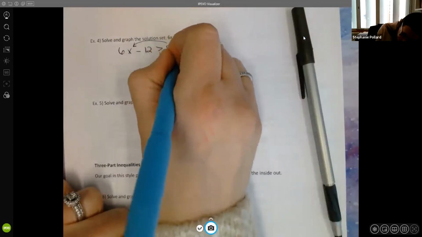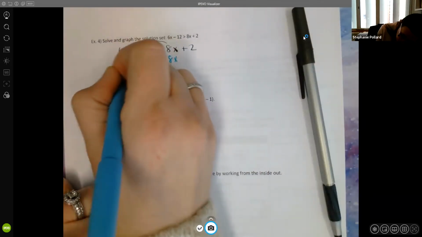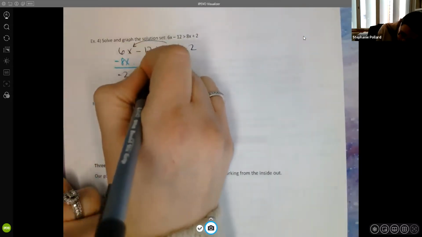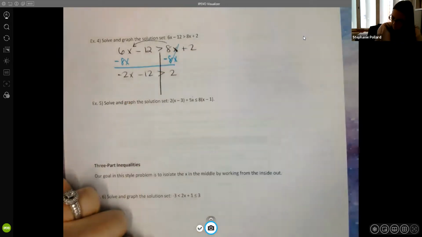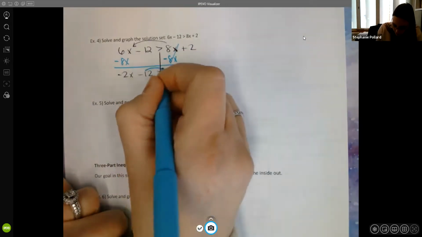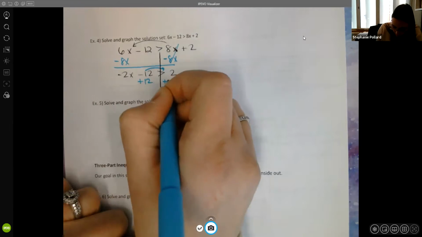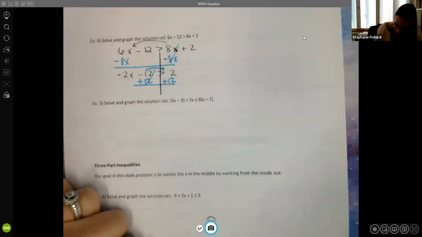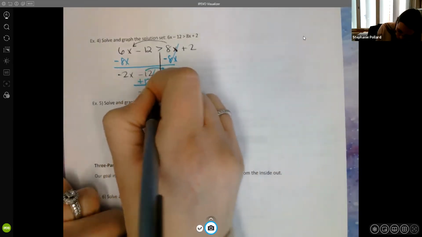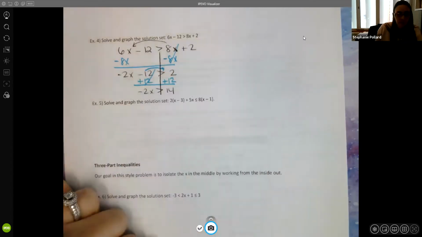So I'm going to subtract 8x from both sides. And I have negative 2x minus 12 is greater than 2. Next, I'm going to get my 12 to the right. So I'm just using my regular solving rules right now. And I have negative 2x is greater than 14.